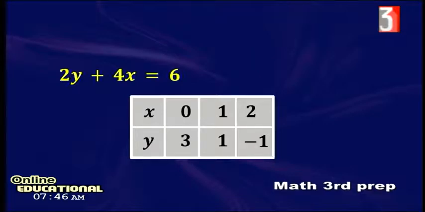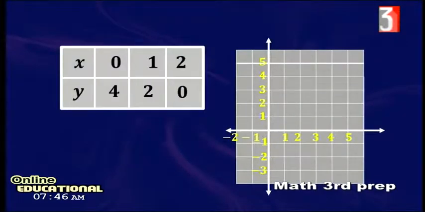And when x equals 2, to find the value of y, substitute for x equals 2. 4 times 2 equals 8. So 2y equals 6 minus 8 equals negative 2. And in this case, y will be negative 1. To plot these two tables graphically, you are going to notice that the first table has the points 0 and 4, 1 and 2, and 2 and 0. Try to join them all together to obtain such a straight line.